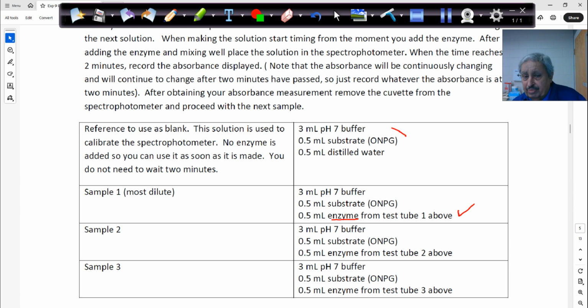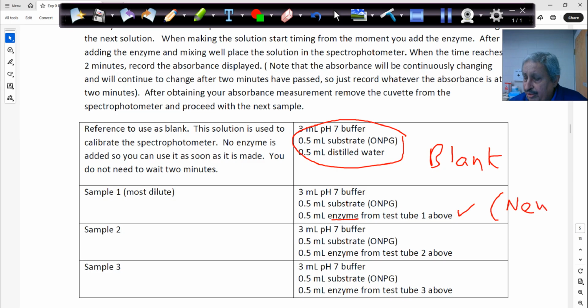This is the test tube blank, call it blank, okay? That's your blank here. Now this is a new test tube 1.